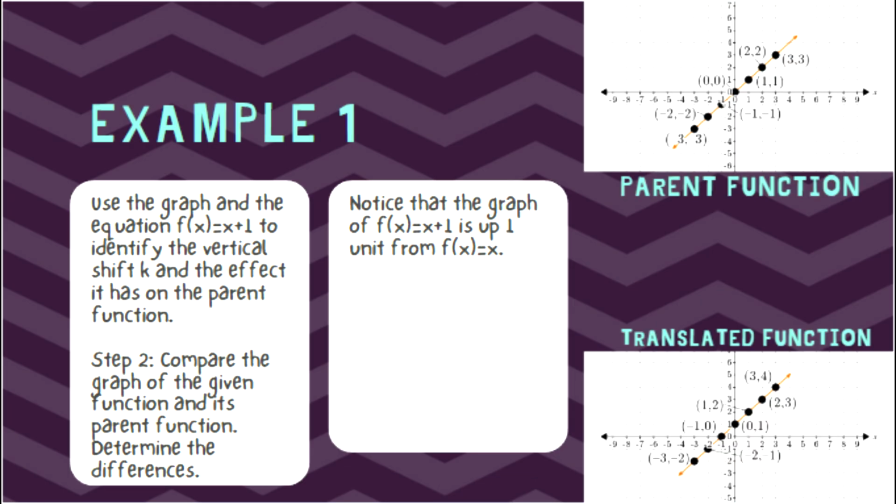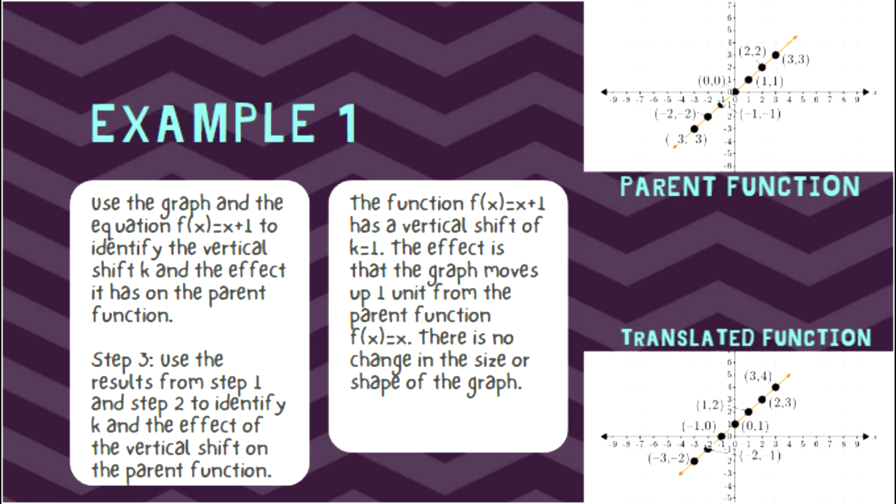Okay. Step 2, compare the graph of the given function and its parent function. Determine the differences. This is the parent function because it goes through the origin. This is the translated function because guess what? That plus 1 moved it up 1 unit. Notice that the graph, the translated graph, is moved up 1 unit from the parent function. Step 3, use the results from step 1 and step 2 to identify k and the effect of the vertical shift on the parent function.